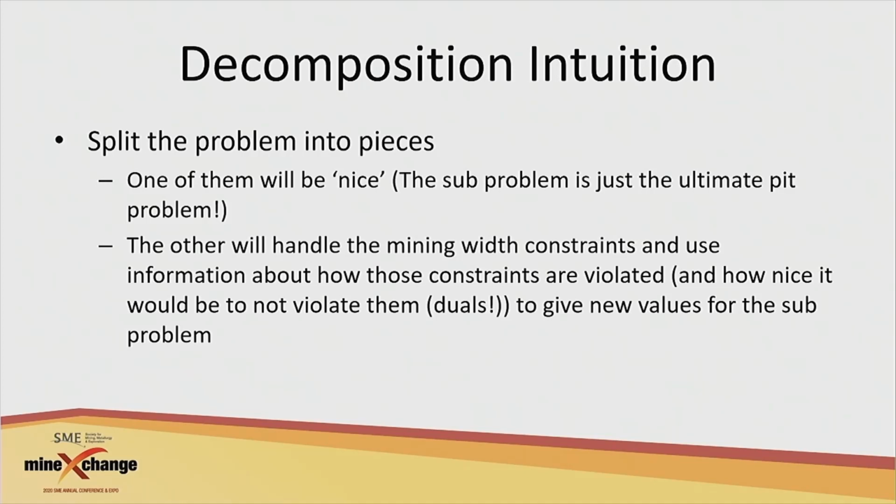So we want to split our problem into pieces. One of them is going to stay nice. That's going to be our ultimate pit problem. And the other is going to deal with everything else. It's going to tell us how to deal with everything else because it will have those mining width constraints in it, and it will give us this notion of how bad or how good it would be if we could satisfy that mining width constraint, and then we can use that to modify our values.